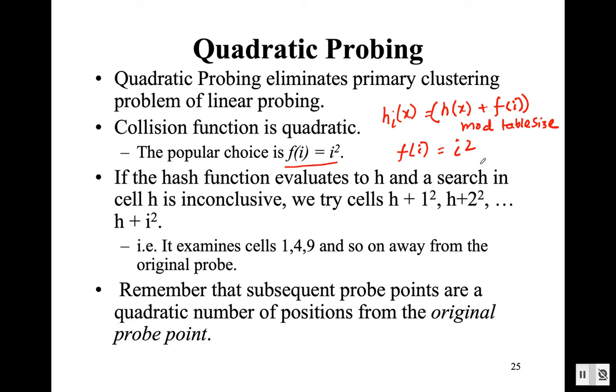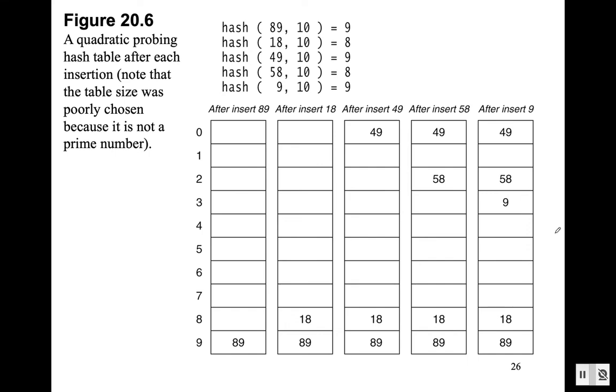So for i square, the i value will start from 1, 2, 3, until table size minus 1. Because we are using i square, the next cells we are going to look for are 1, 4, 9, that's how. So instead of looking for the next cell, we are going to look in the quadratic way: the next cell with 1, then cell 4, then cell 9, like that. So let's see an example.